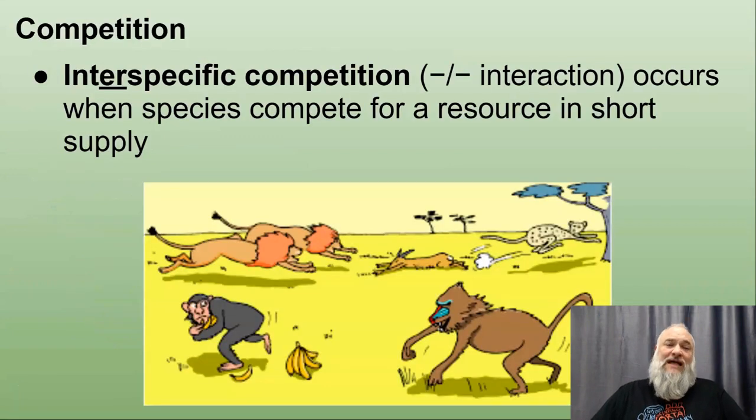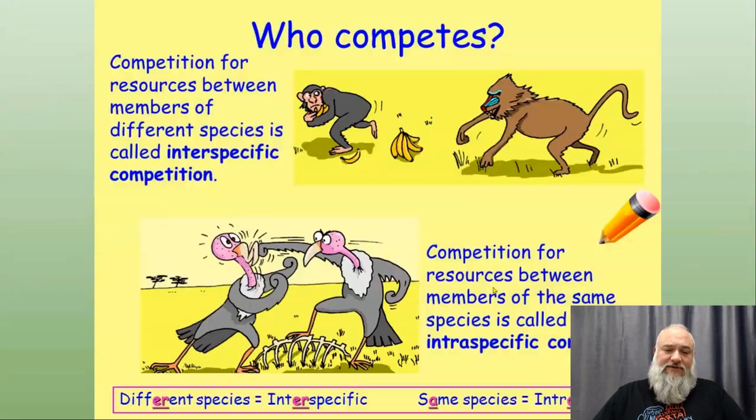All right, so competition. Interspecific competition is a negative interaction. It occurs when species compete for a resource in short supply, like the cheetah and the lions competing for that dead gazelle, or the two different types of apes competing for those bananas. They both get less than they would have gotten without the other ones there. If it's between different species, it's interspecific.